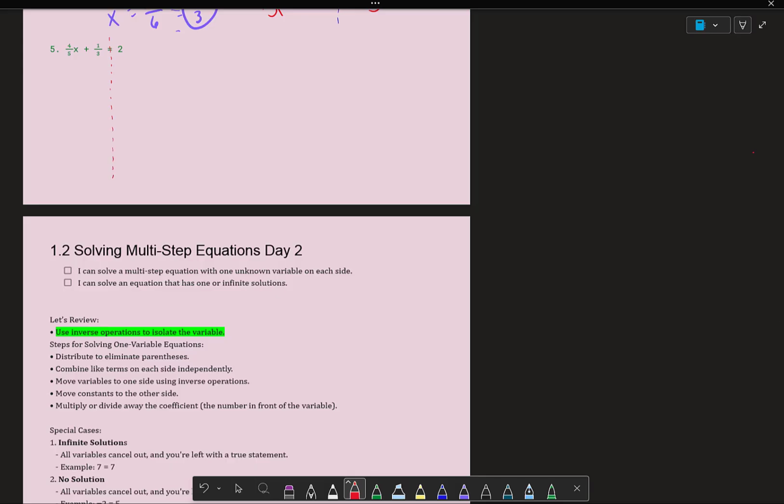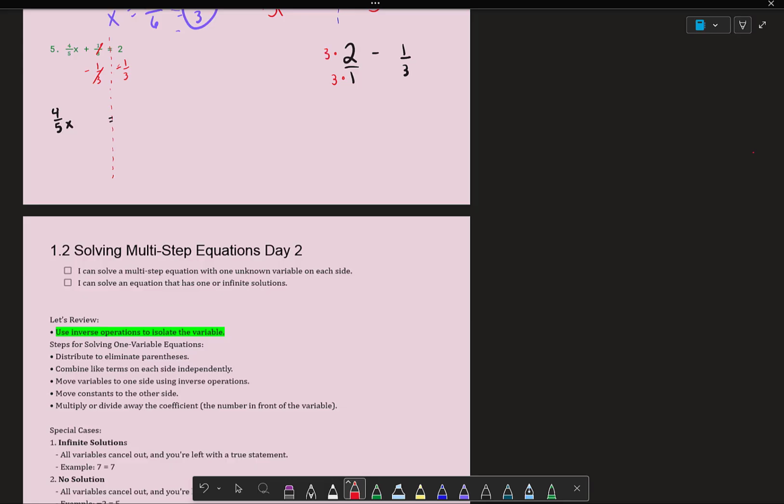So we're adding 1/3 to the variable, which means we need to do the inverse operation and subtract 1/3. And those are going to cancel out, and that's going to leave us with 4/5 x equals, and this is where this method gets a little tricky because now we've got to take 2 and subtract 1/3. And to do that, we're going to get a common denominator. We're going to write 2 over 1 as a fraction. To get a common denominator, we're going to multiply bottom and top by 3.